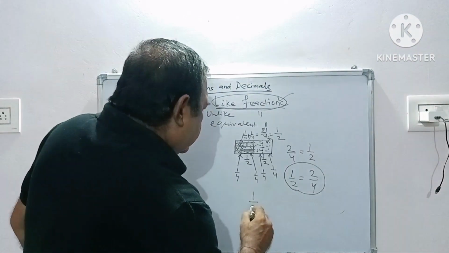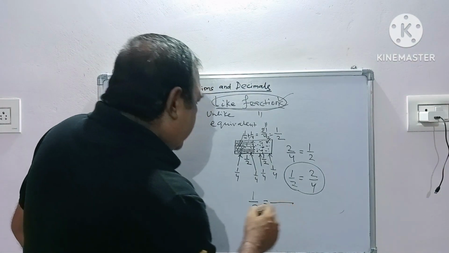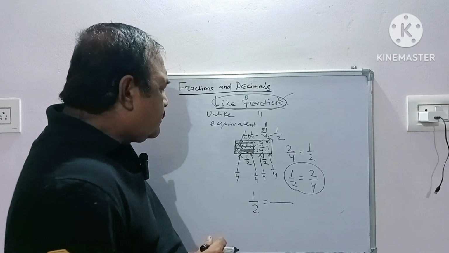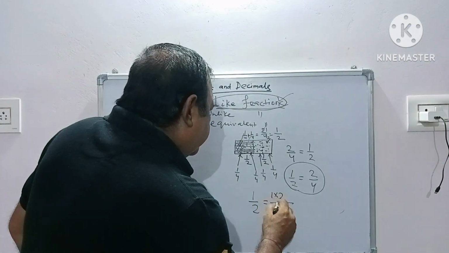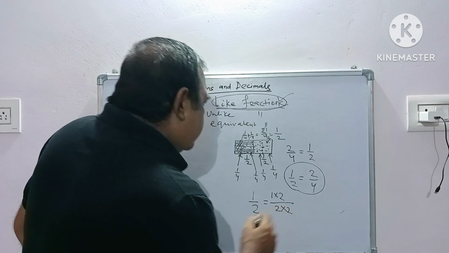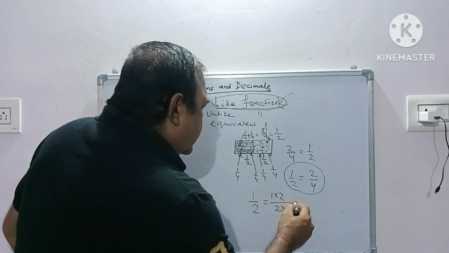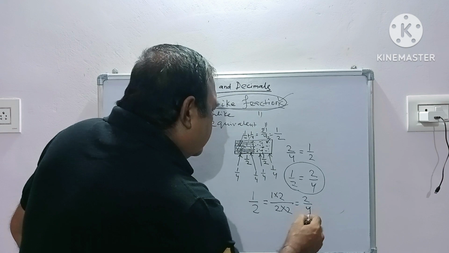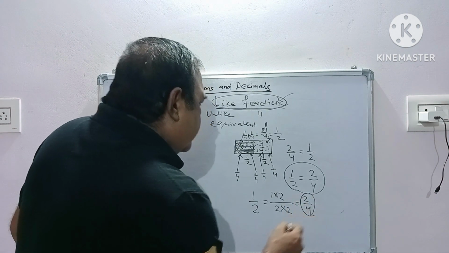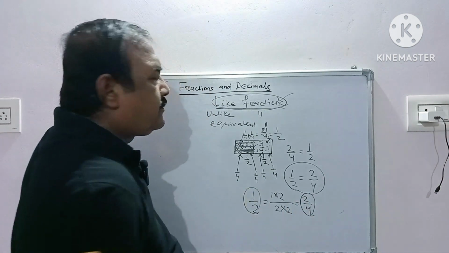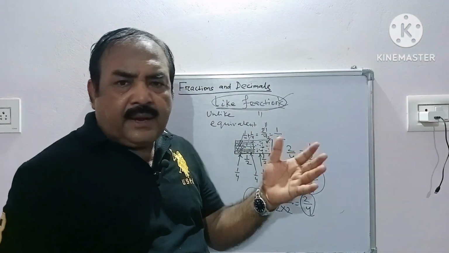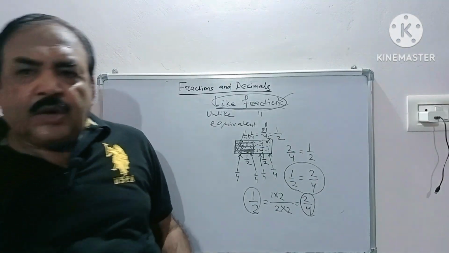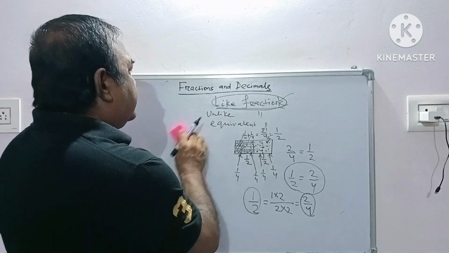Suppose 1 upon 2, that is equal to, I will multiply both the numerator and the denominator by 2. So 1 into 2 and 2 into 2, both the numerator and the denominator, that is equal to 2 upon 4. So this is the equivalent fraction of 1 upon 2. Yes or no? So how we can get the equivalent fractions?